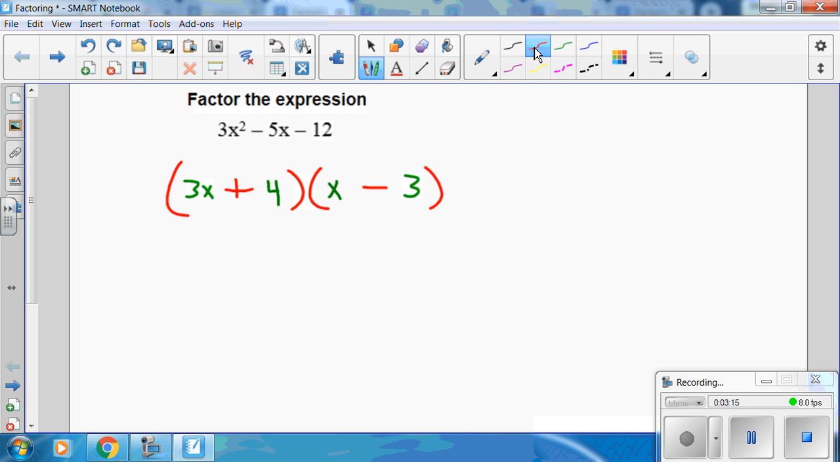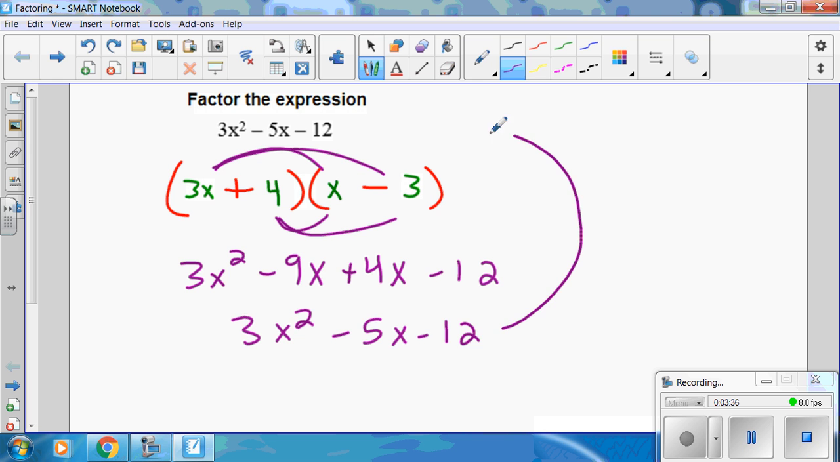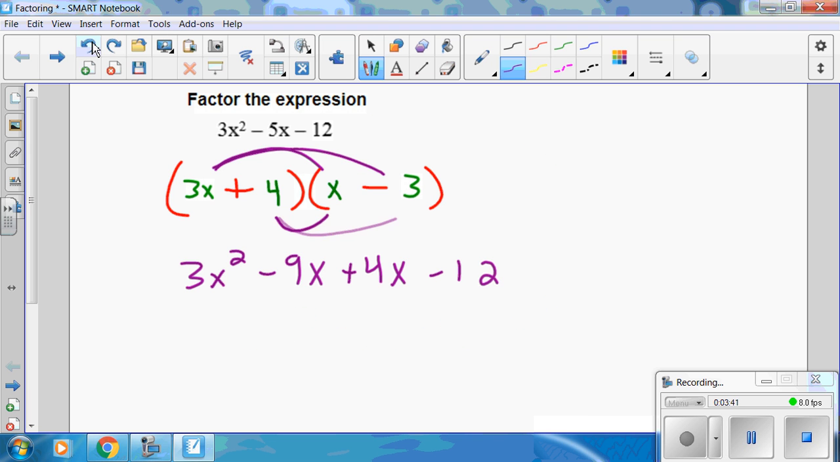All right, so let's take 3x times x, and that is 3x squared. This times this is negative 9x. This is positive 4x. And this is negative 12. So you have 3x squared. Negative 9 plus 4 is negative 5x, and then minus 12. And that is the same thing we have in the beginning. So we know our answer is correct.